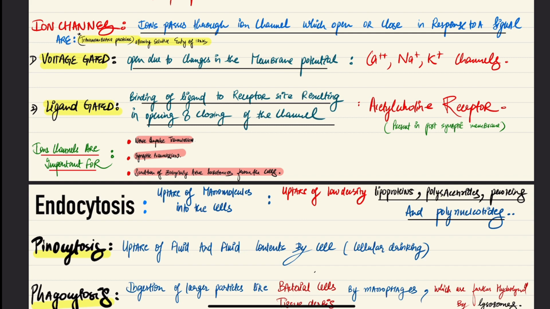And we have ligand gated channels. Binding of a ligand to a receptor site results in opening and closing of the channel. Examples are acetylcholine receptors present in the postsynaptic membrane. Ion channels are important for nerve impulse transmission, synaptic transmission, and the secretion of biologically active substances from the cells.